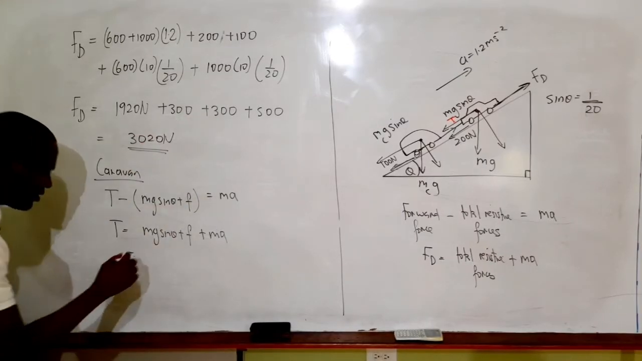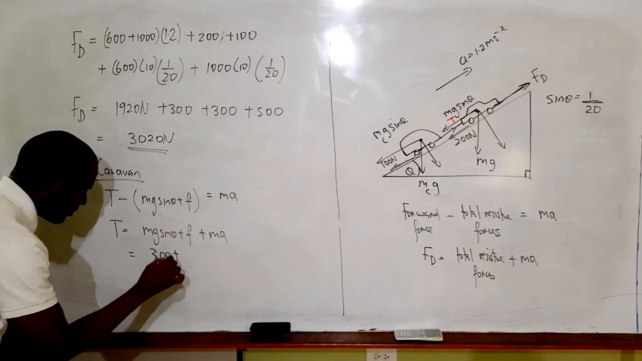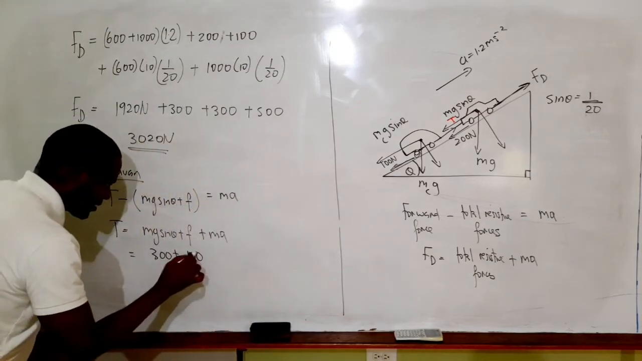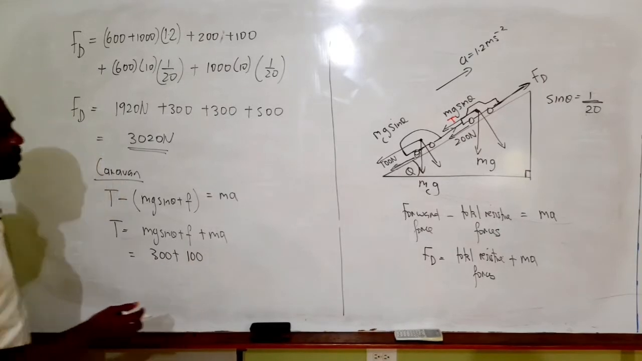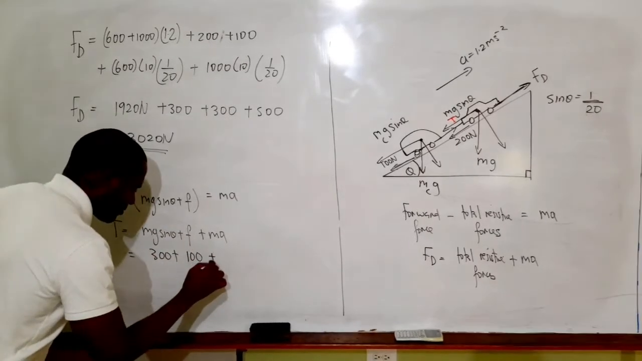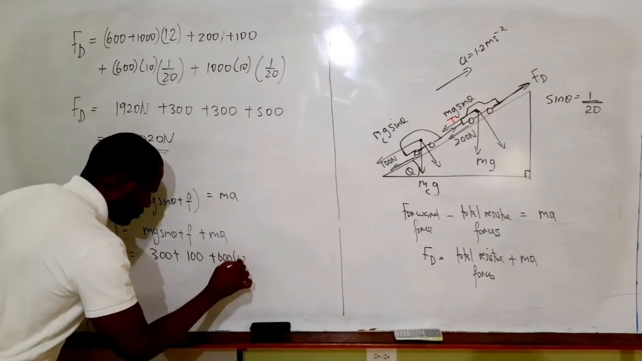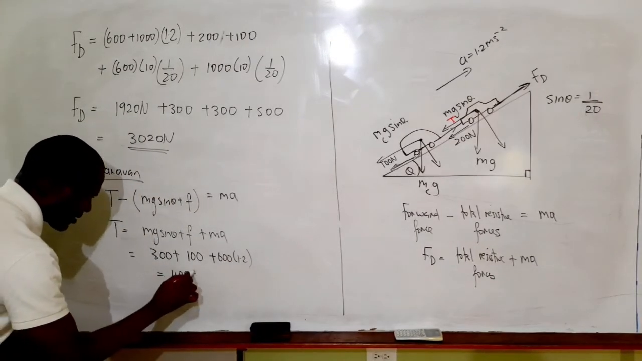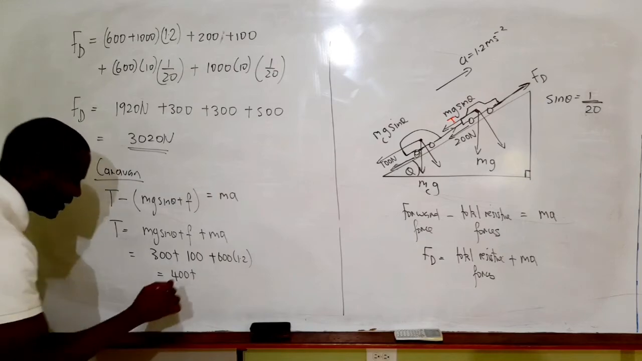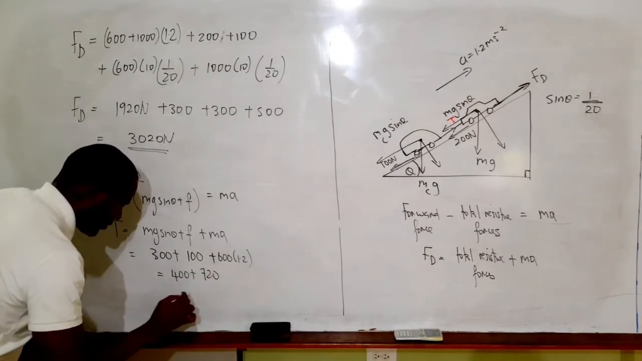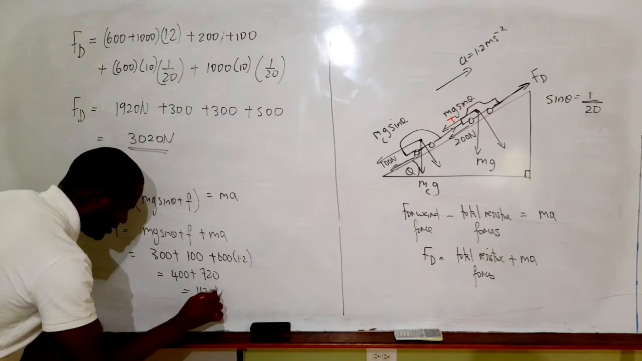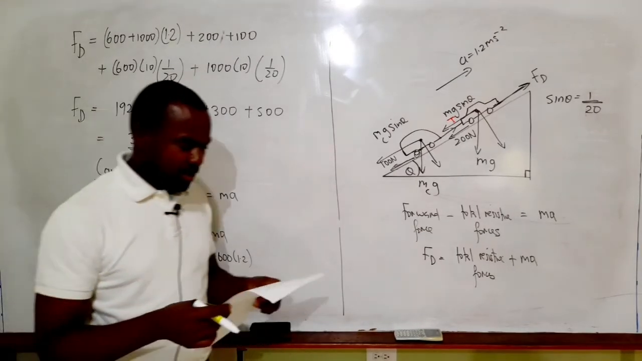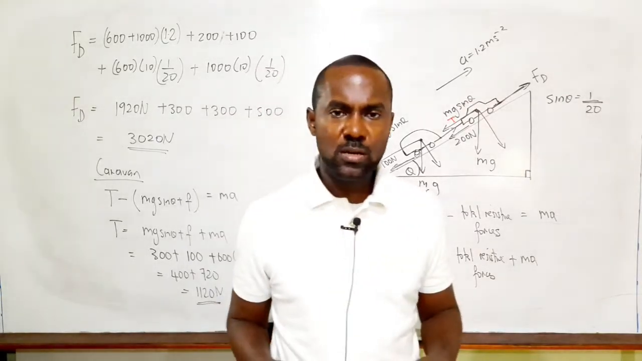300. So this is 300 plus F, which is 100, plus of course the mass of the caravan, which is 600 times 1.2. So this gives us 400 plus 720, which gives us 1120 newtons. And so therefore the tension in the tow bar is 1120 newtons.